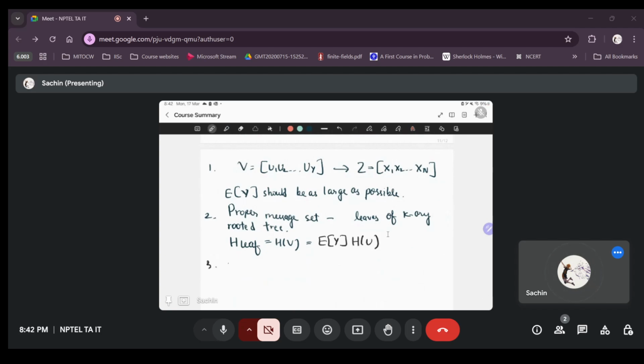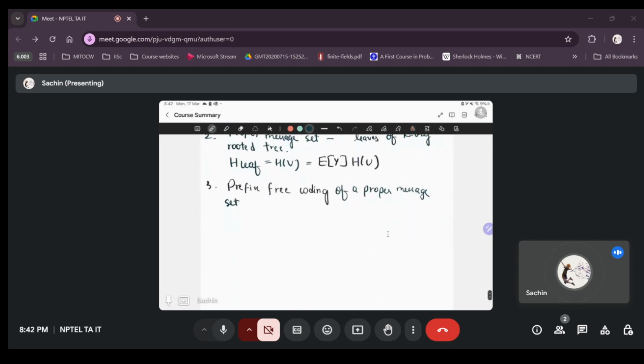If you do prefix-free coding of a proper message set, you get E of W by E of Y greater than or equal to H(U) by log D.